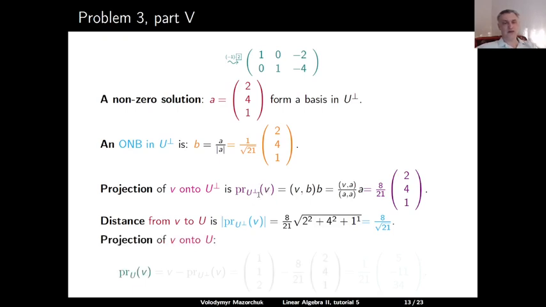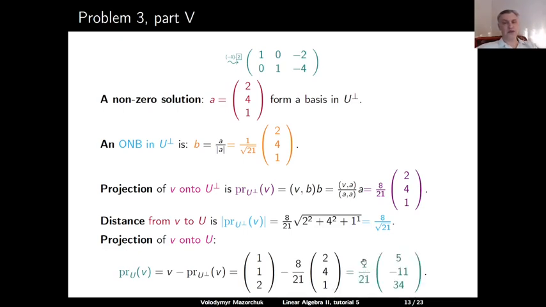And since we already know the projection of v onto the orthogonal complement to u, it's also easy to find that the projection of v onto u is the difference between v and the projection onto the orthogonal complement. So it's 1, 1, 2 minus 8 divided by 21 times 2, 4, 1. And this is easily computed as 1 divided by 21 times 5, minus 11, 34. And now we have solved the problem in a different way, and we got the same results. So this completes problem 3.